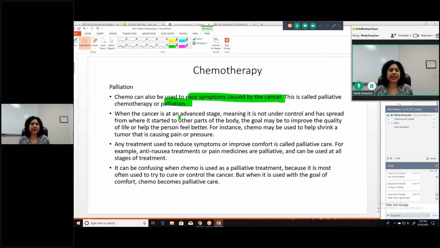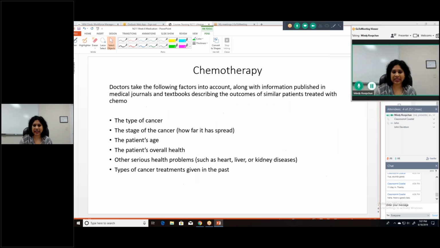And for palliation, this is also to ease symptoms, called palliative chemo or palliation. This is when cancer is at the advanced stage. It's not under control. It's spread from where it was to other parts of the body. The goal is to just help with quality of life. For example, anti-nausea treatments or pain meds are palliative. It can be used throughout different stages of treatment, but when we teach about palliation and hospice, it's really about keeping the patient comfortable and managing the signs and symptoms, because it's not going to cure the disease. It's just going to make them comfortable while they have it.